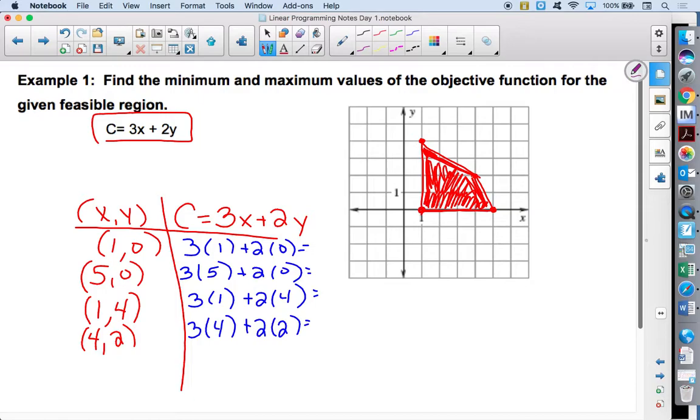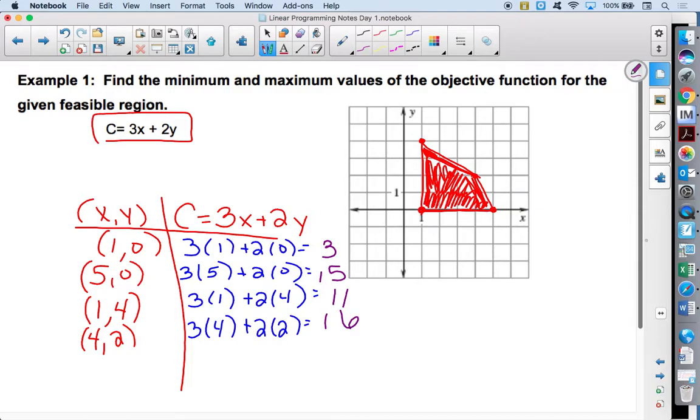So Julia, 3 times 1 plus 2 times 0 is? Three. And 3 times 5 plus 2 times 0? 15. And then the next one? 12. And the last one? What did you say? 16. Okay.